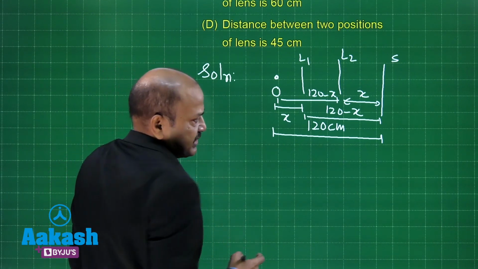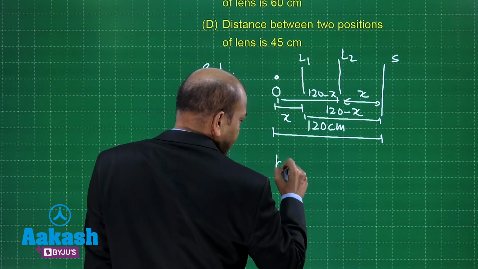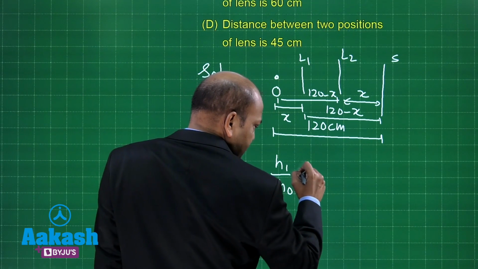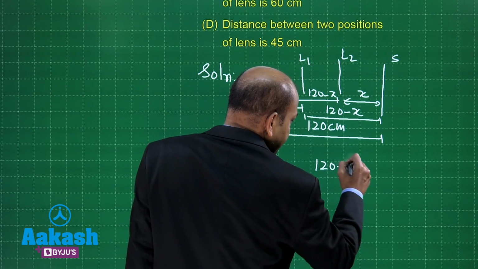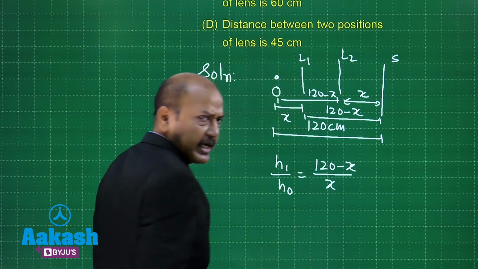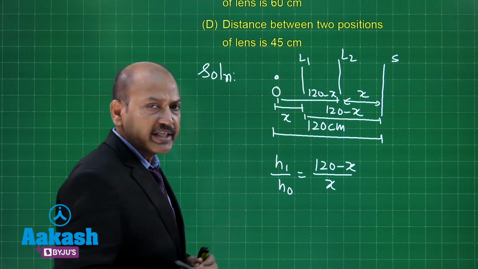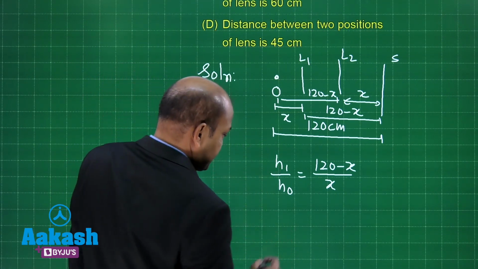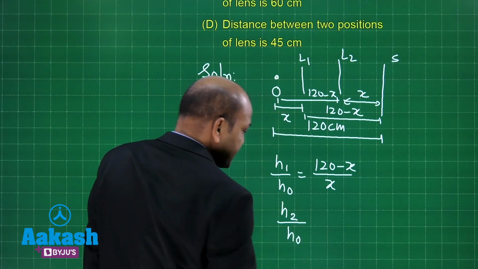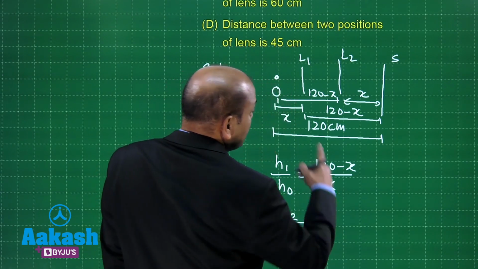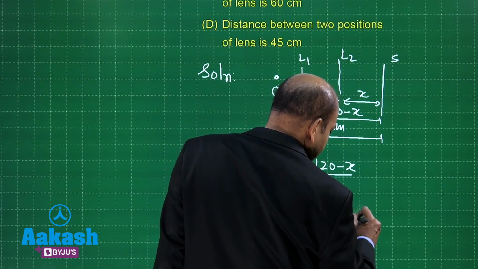What this means is, in the first case, let us assume that the height of the image is h1. h1 by ho, we are talking about its magnitude, is going to be equal to 120 minus x divided by x, right? The image distance divided by the object distance, we are talking about magnitudes only. In the second case, the height of image, let us say, is h2, divided by the height of object, that will be equal to x divided by 120 minus x.